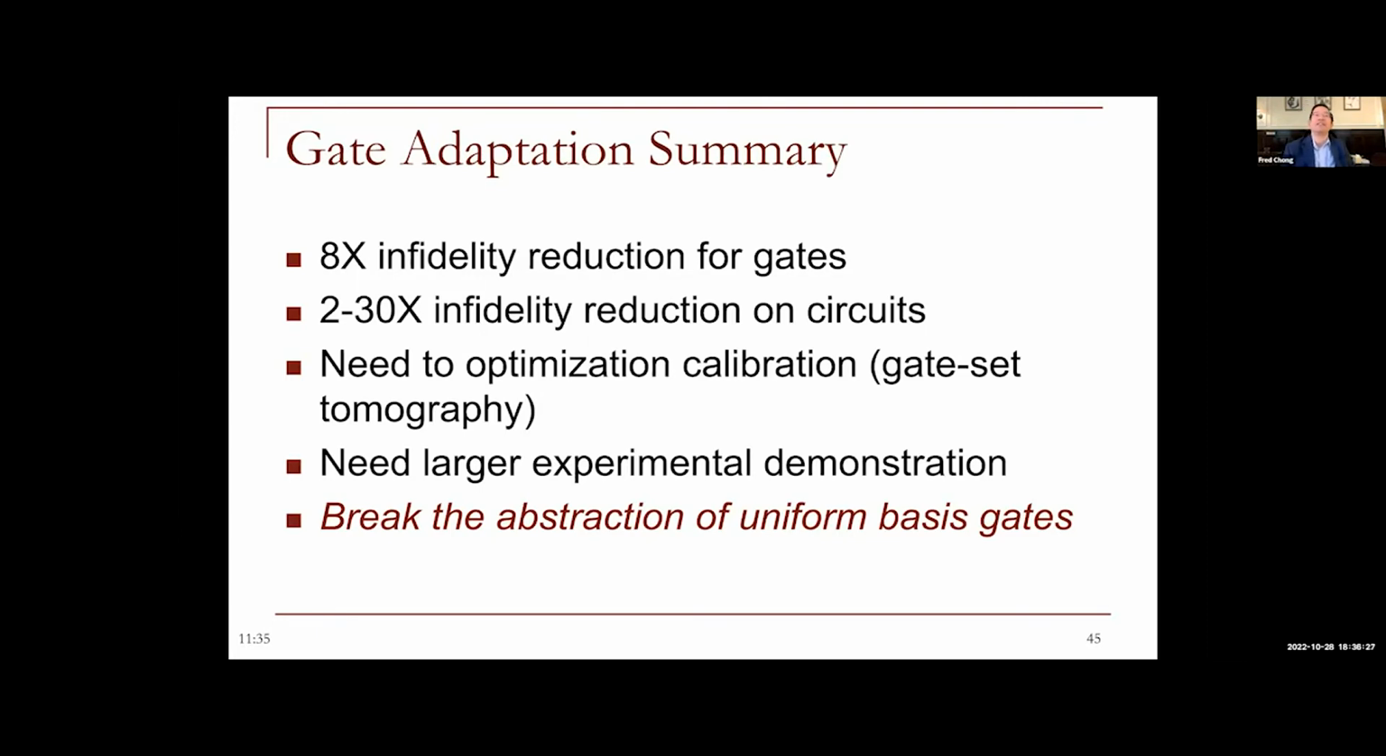There are some challenges. It's going to be harder to calibrate such a diverse gate set. We've taken data on small devices, but we need a larger experimental demonstration of this. But I'll say that it's really exciting to break the abstraction of just a uniform set of basis gates, or our ISA, and allow this heterogeneous set of gates to adapt to the variation of qubits. And I think it'll be a really powerful tool as we go forward.